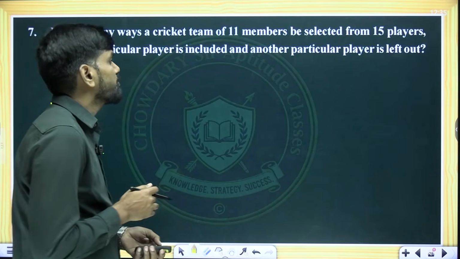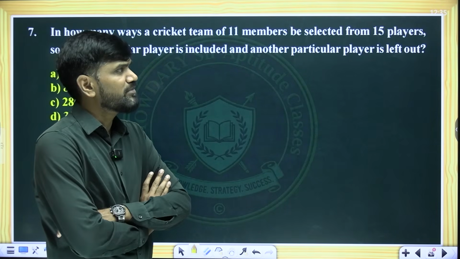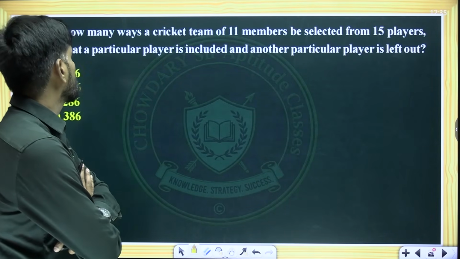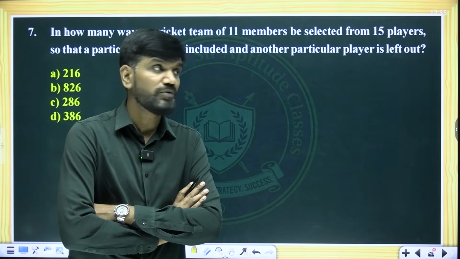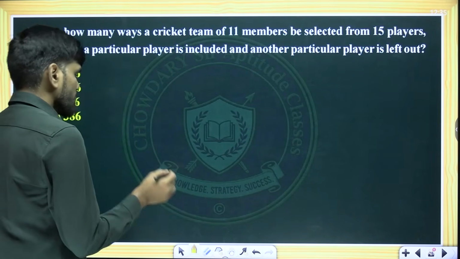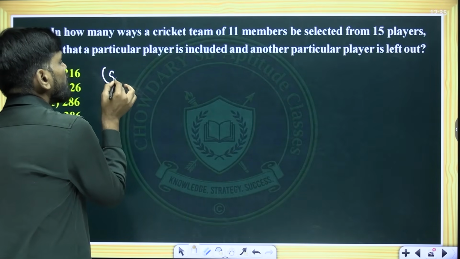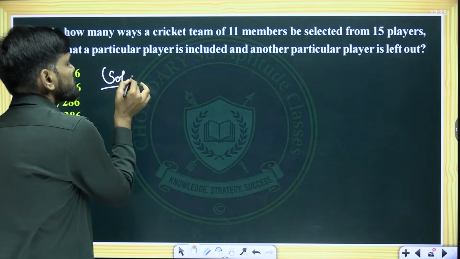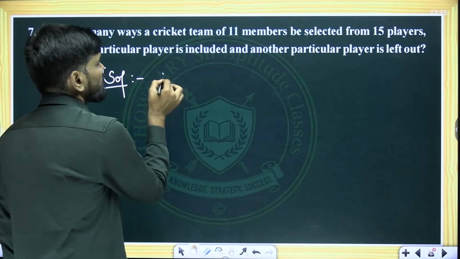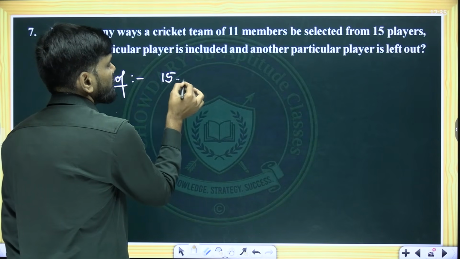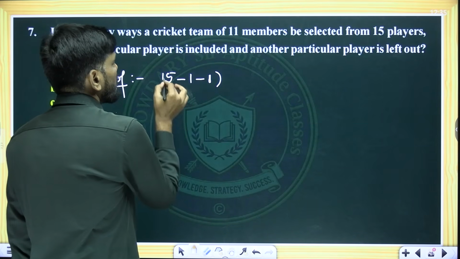Next, problem number 7. In how many ways a cricket team of 11 members be selected from 15 players so that a particular player is included and another particular player is left out? So both the conditions are given now. One of the fellows must be there, one of the fellows must not be there. So now how many people are available for selection? Check that. In total, we are having how many people? 11 people should be selected out of 15. Out of that 15, one fellow is included, one fellow is excluded. Now we have how many people?